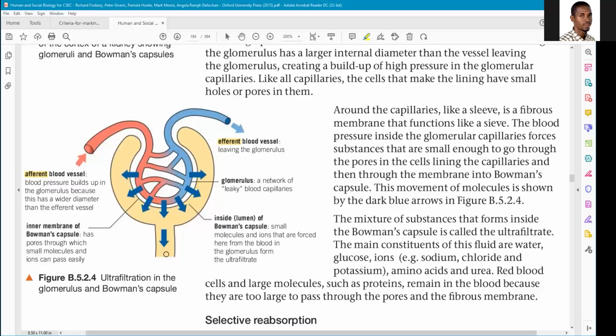The mixture of substances that form inside the Bowman's capsule is called the ultrafiltrate. The main constituents of this fluid are water, glucose, ions, for example sodium, chloride, and potassium, amino acids, and urea. Red blood cells and large molecules such as protein remain in the blood because they are too large to pass through the pores and the fibrous membrane.